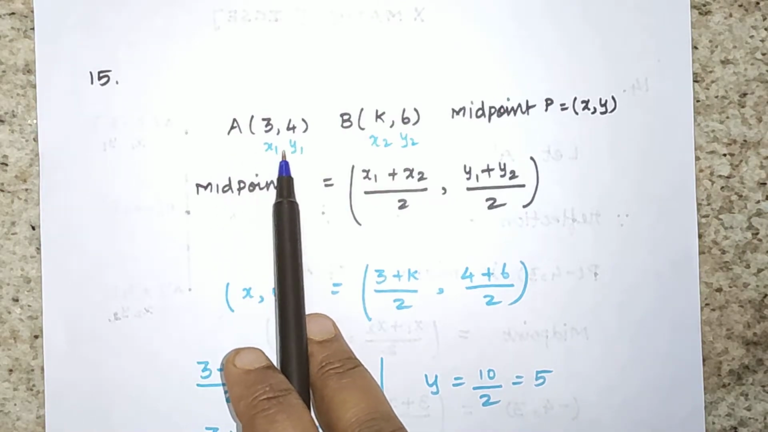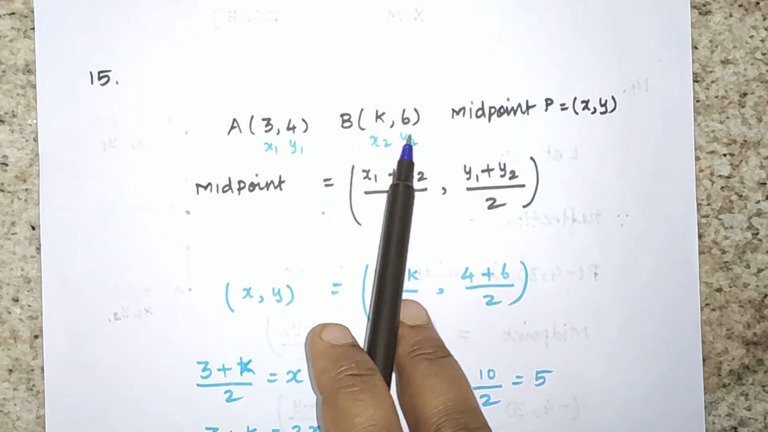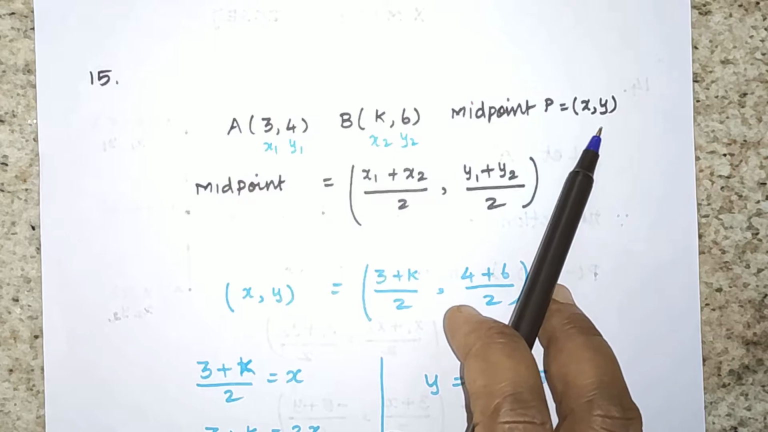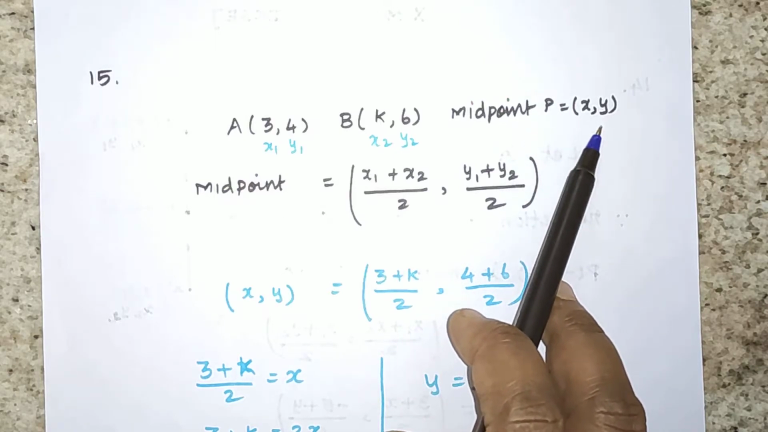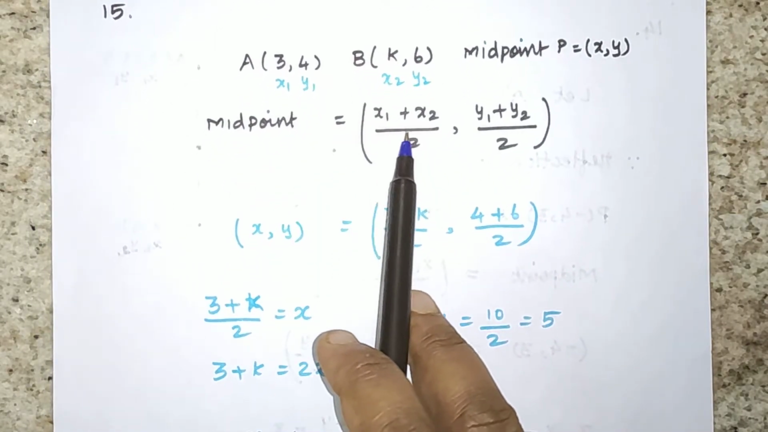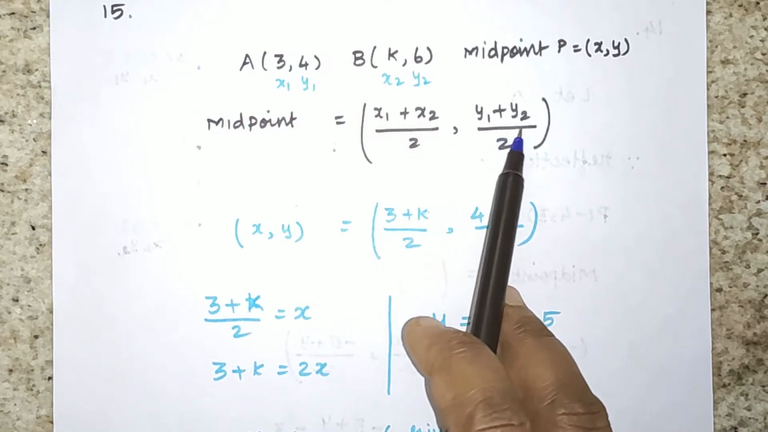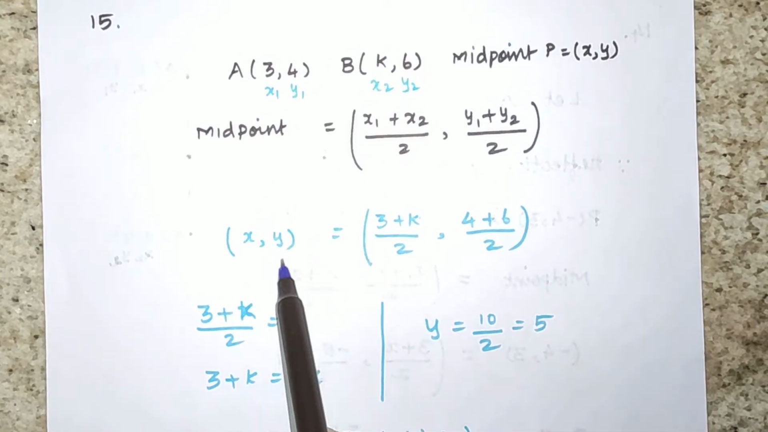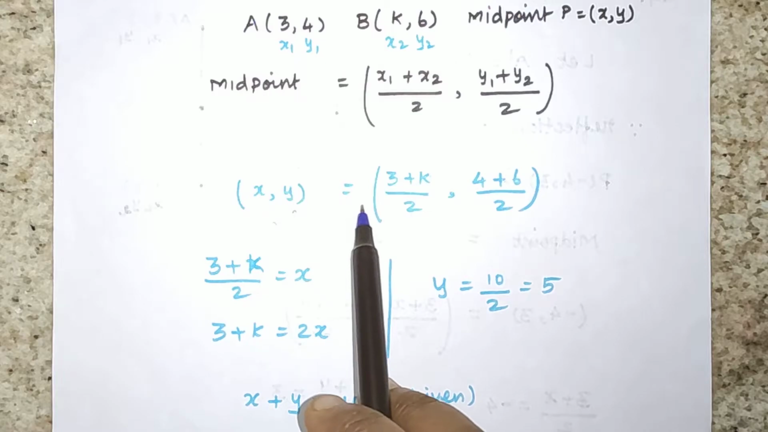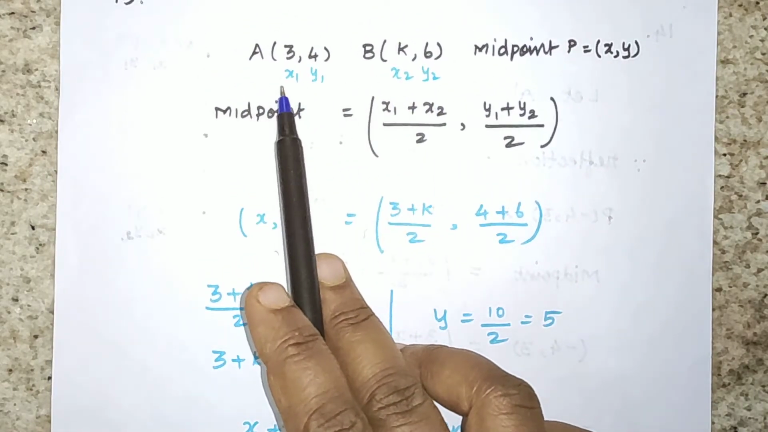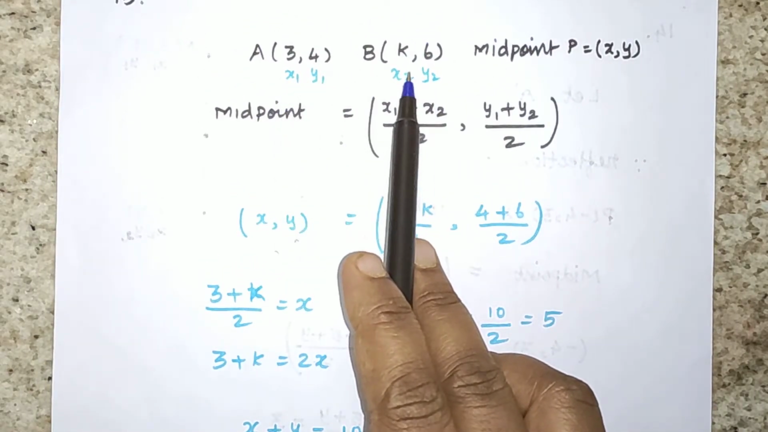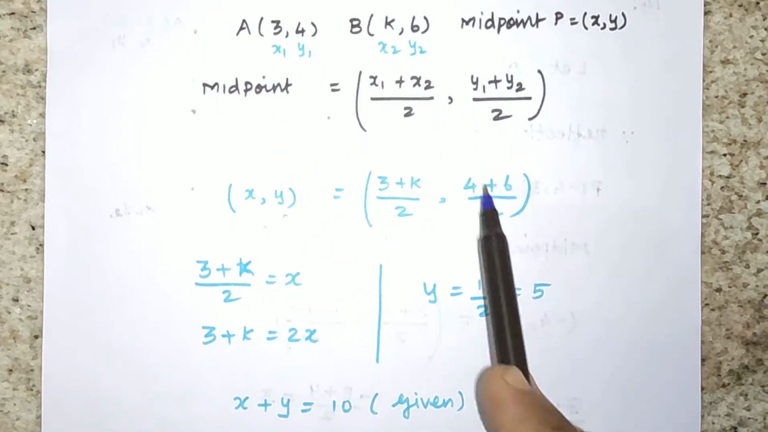Example 15: A is (3, 4), B is (k, 6), and the midpoint they gave as (x, y), so we can keep that as P, (x, y). So midpoint is equal to ((x1 plus x2) by 2, (y1 plus y2) by 2). In place of midpoint you substitute (x, y) equal to, then x1 here 3 plus x2 k by 2, then 4 plus 6 by 2.